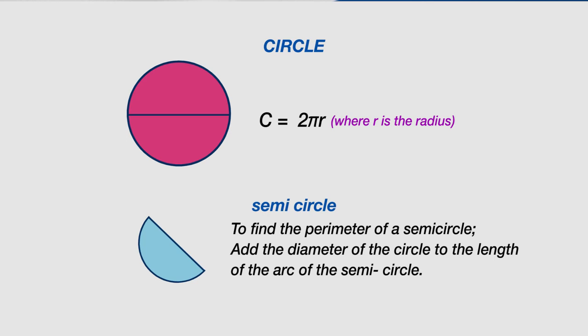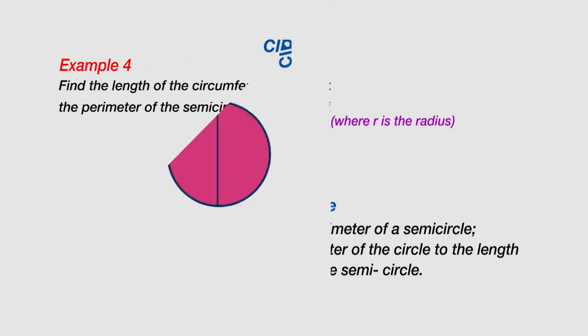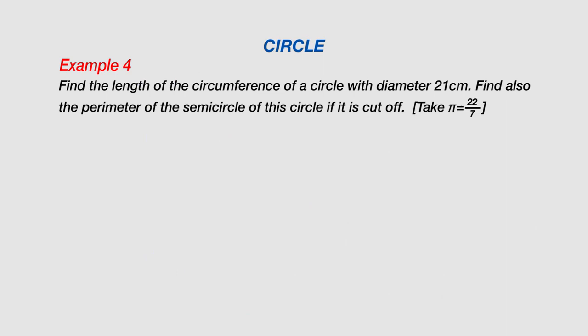Let's look at an example. It says, find the length of the circumference of a circle with diameter 21 centimeters. And then it says, find also the perimeter of the semicircle of this circle if it is cut off. And take pi to be equal to 22 over 7.